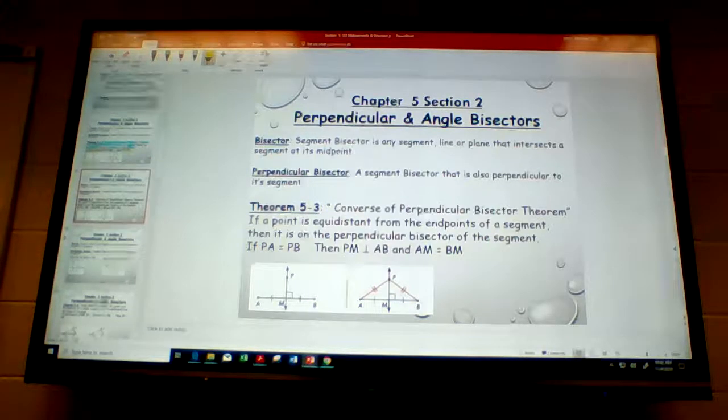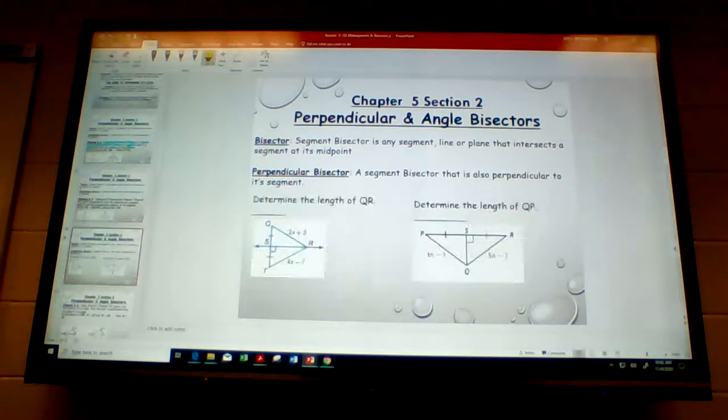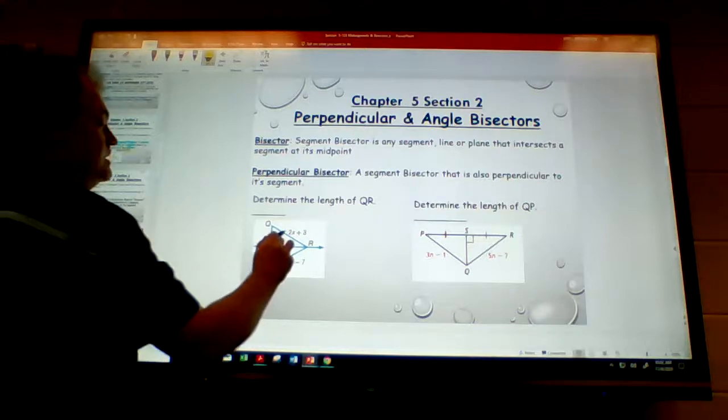Now we've also got the converse that says if they're equidistant, then that means they're perpendicular. That's not what you need to know. Right here is what you need to know, these two examples.